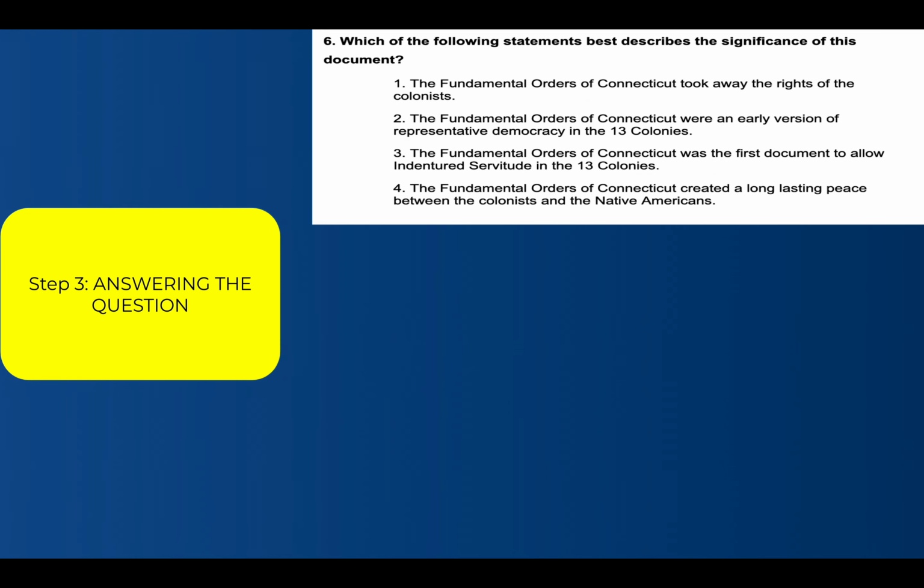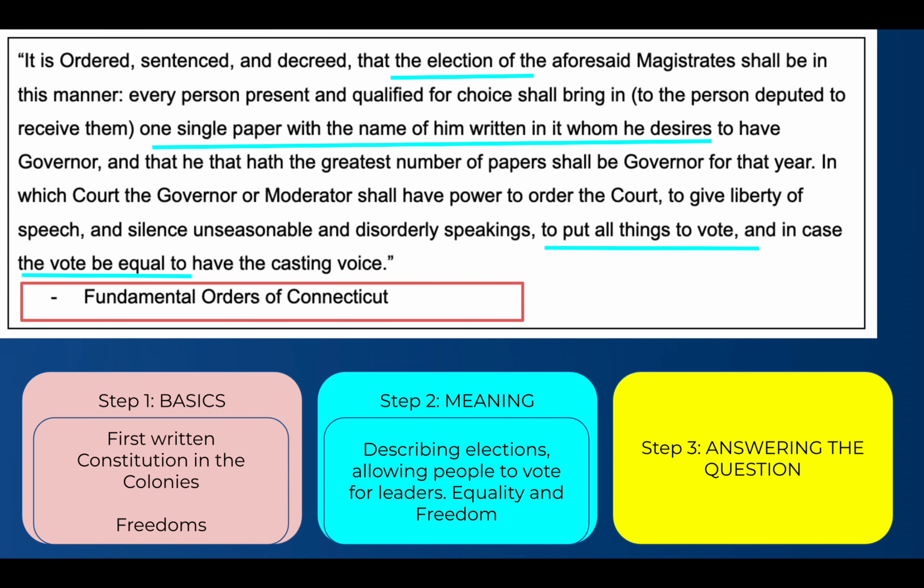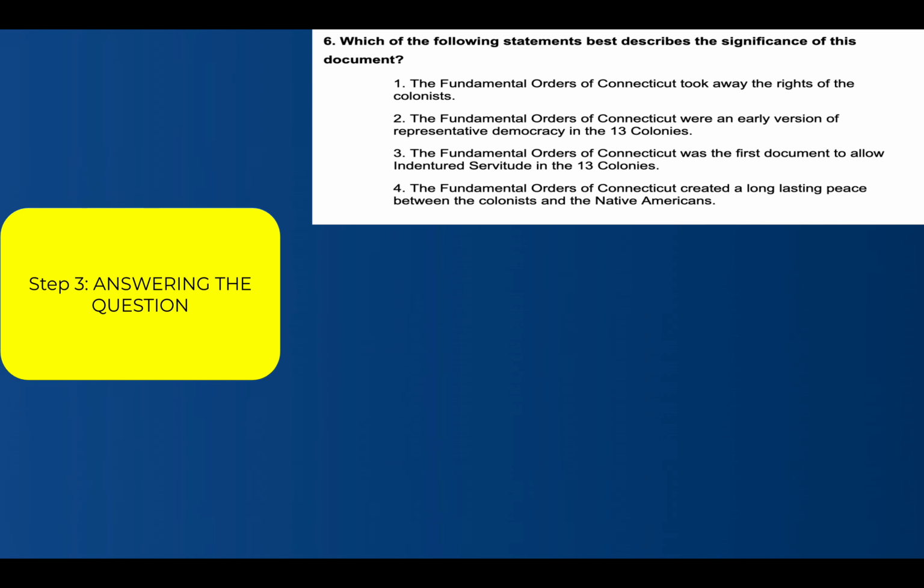So that we could answer the question, now that we kind of looked and found meaning where we can find it, we know what this document is. We know Fundamental Orders of Connecticut. We know this is talking about the right to vote. So now we can kind of go on to whatever question it's bringing up. Which best describes the significance of the document? Definitely didn't take away rights. We actually just looked at it and saw it was giving people the right to cast votes, to bring in papers with who they wanted as governor.